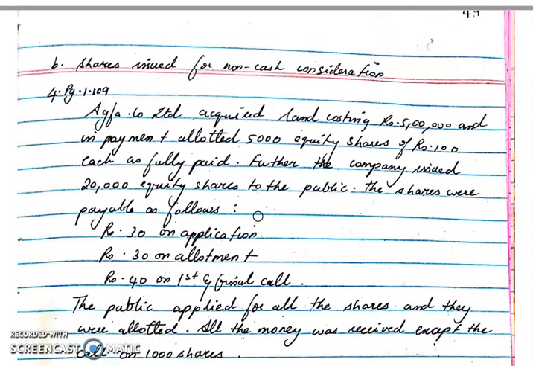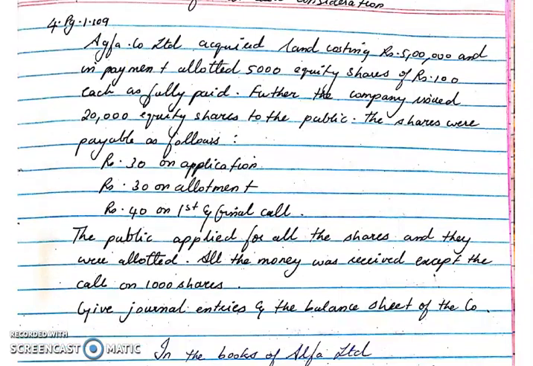So this is the model where shares are issued for non-cash consideration. Okay, so this is the fourth sum. It's on page number 1.109. Okay, let me read out the question. Afghan Limited acquired land costing 5 lakhs and in payment allotted 5,000 equity shares. So this we already know. This is asset consideration. So you're buying this land and you're allotting, instead of paying them in cash, you're giving them equity shares. So any fixed assets, you show it here.